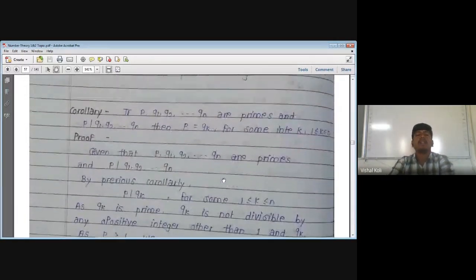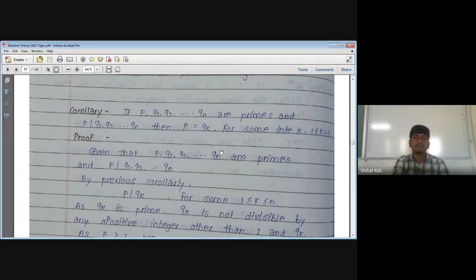Now, suppose these a1 a2 up to so on an are nothing but prime numbers, there is one corollary depending on this theorem. If p, q1 q2 up to so on qn are primes, in the previous theorem we proved that a1 a2 up to so on an are any arbitrary integers, but here we take q1 q2 up to so on qn to be primes, and p divides their product. Then we have to prove that p is equal to qk for some integer k, where k lies between 1 to n.